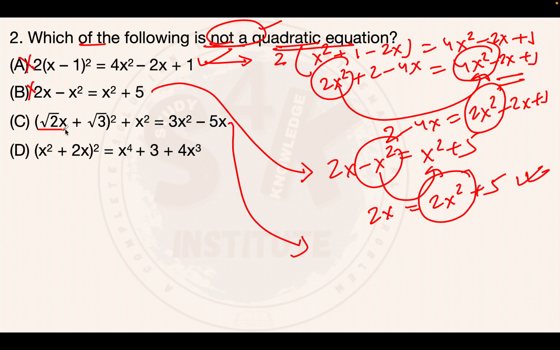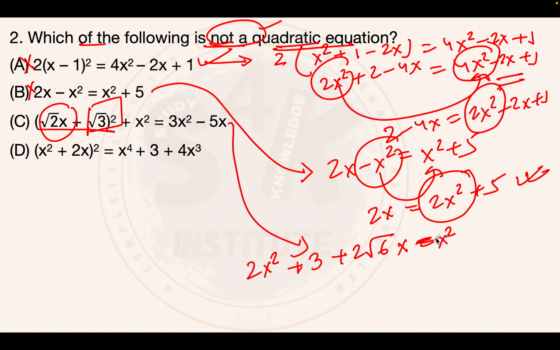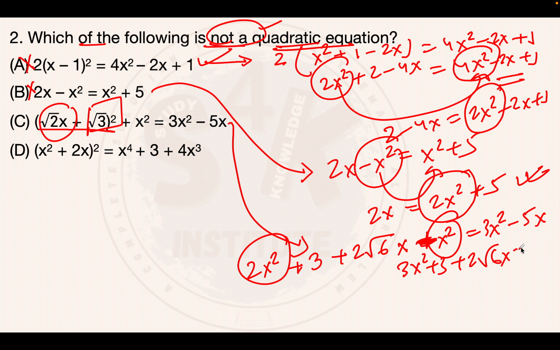So we need to simplify this, right? So this is a plus b whole square. So 2x square plus 3 plus 2 root 6x is equal to x square, sorry, this side only x square is equal to 3x square minus 5x. So if you add 2x square and x square, it will become 3x square, right? 3x square plus 3 plus 2 root 6x is equal to 3x square minus 5x. So on both sides there is an x square and x square.